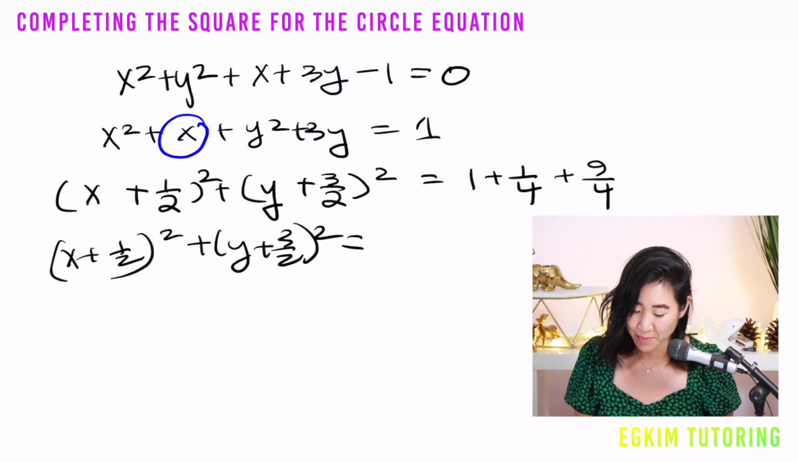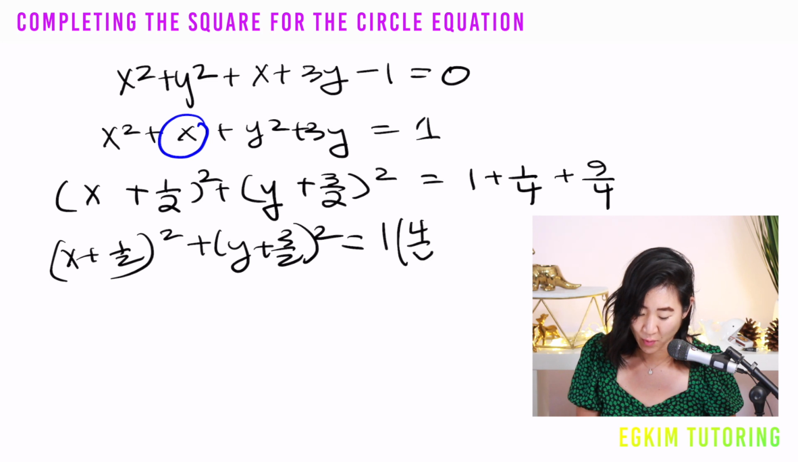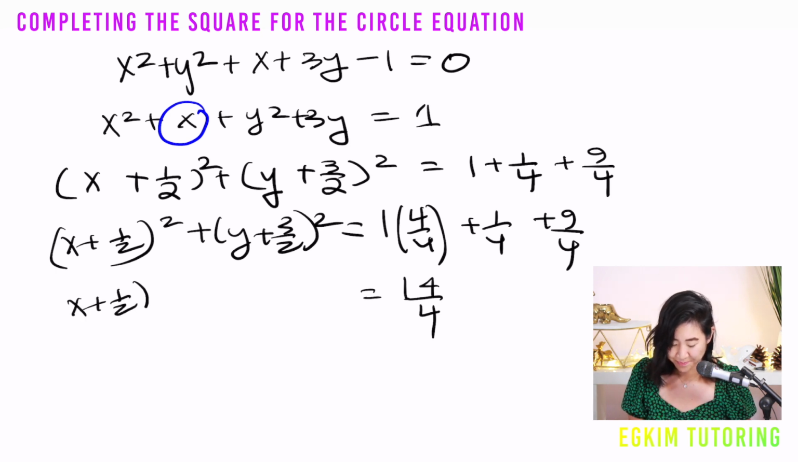And then on the right side, you just need to find a common denominator, which is 4. So multiply 1 by 4/4. And then we have plus 1/4 plus 9/4. So then you end up getting 4 plus 1 plus 9 for the numerator, which is just going to be 14. So now we have 14/4 on the right side, and the left side is still the same.